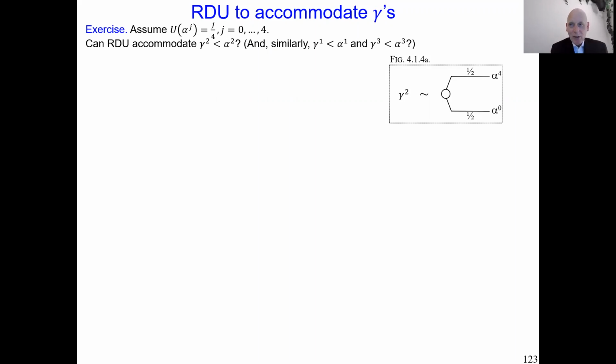We're going to assume the scaling of utility as we often did, utility of alpha j equal to j over 4. And we saw already this is okay under rank-dependent utility. Expected utility predicted gamma 2 equal to alpha 2, but the prevailing empirical finding is gamma 2 smaller than alpha 2. So my question to you is, can you use rank-dependent utility to accommodate that finding? And it will be nice if you can also accommodate gamma 1 smaller than alpha 1 and gamma 3 smaller than alpha 3 using rank-dependent utility. You can now pause the video, work on it, and after that come back.